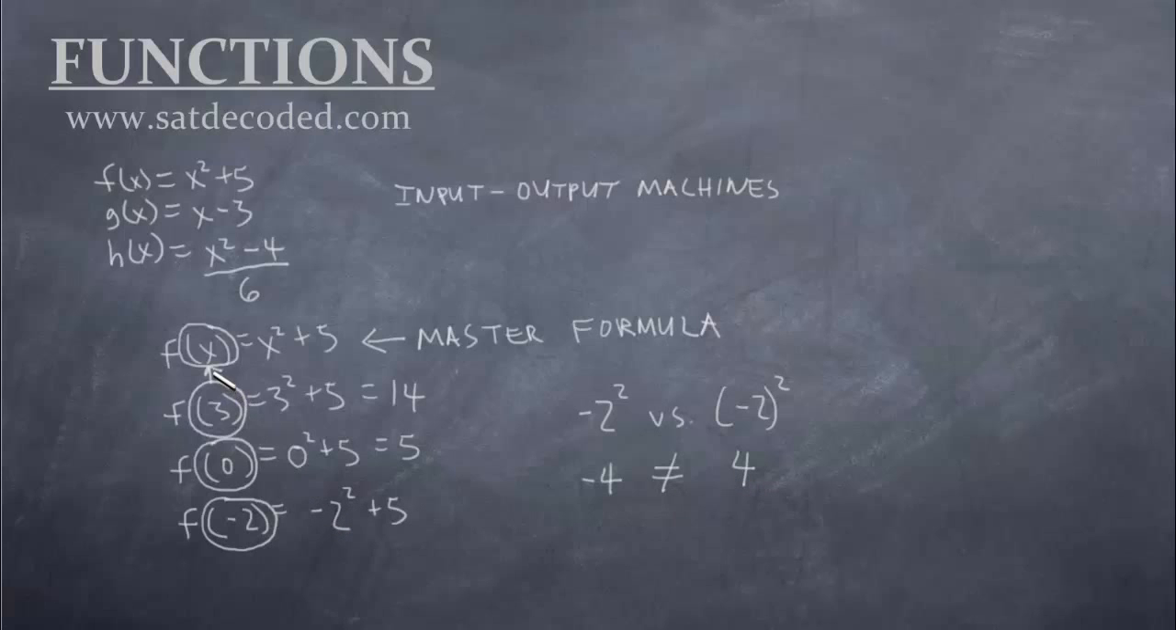If we notice our master formula, we see that the entire x is being squared. So because our x is the quantity of negative 2, we need to take the quantity of negative 2 squared in parentheses. All of that needs to be squared. So f of negative 2 really equals positive 4 plus 5, which equals 9. And 9 is our output because that's what came out.